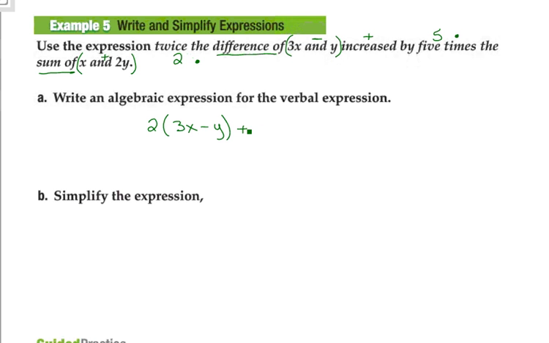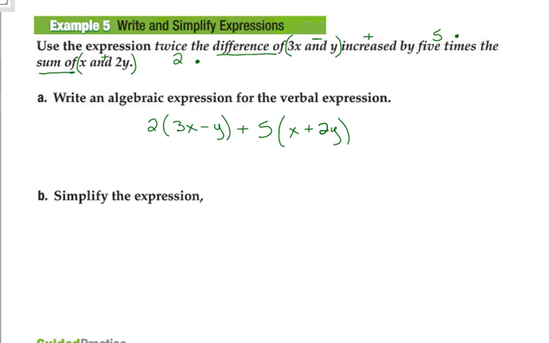I'm adding 5 times that sum. So again, that dot just reminded me, but I'm not even going to put it in there. I'm just going to put a parenthesis right beside it and understand I'm multiplying by x and 2y. And there we go. So there's our algebraic expression. We translated it from words into algebra.